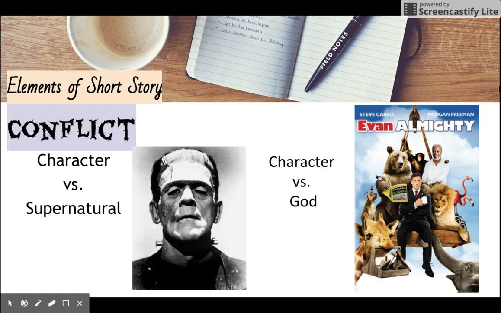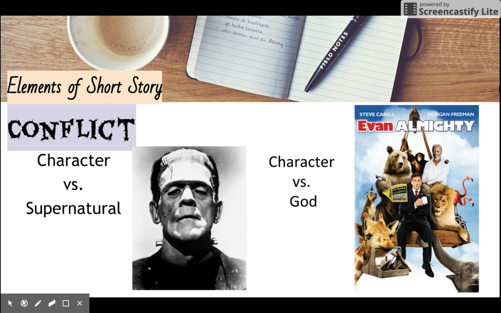Another type of conflict that's good to note, as it seems to be becoming more and more popular as our technology evolves, would be character versus technology. So how does technology create conflict for us as humans? How does it maybe take over at some point, and how would we overcome that?